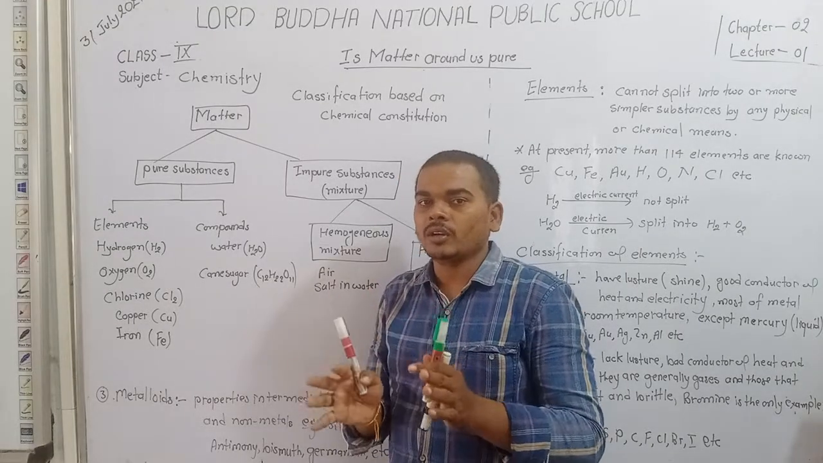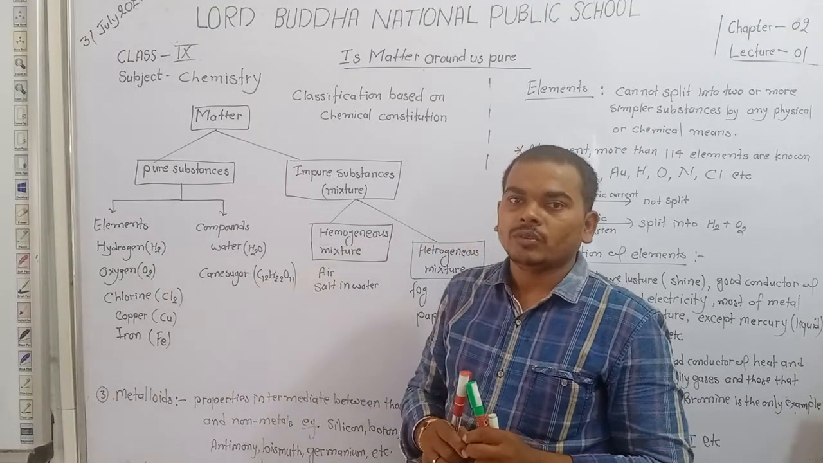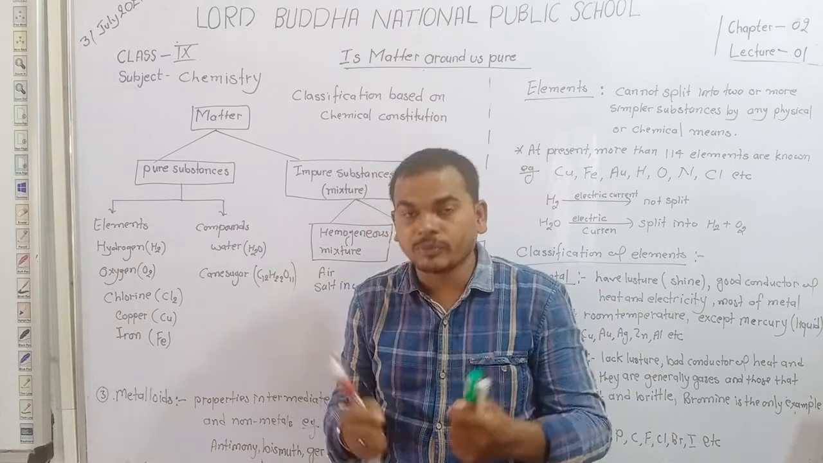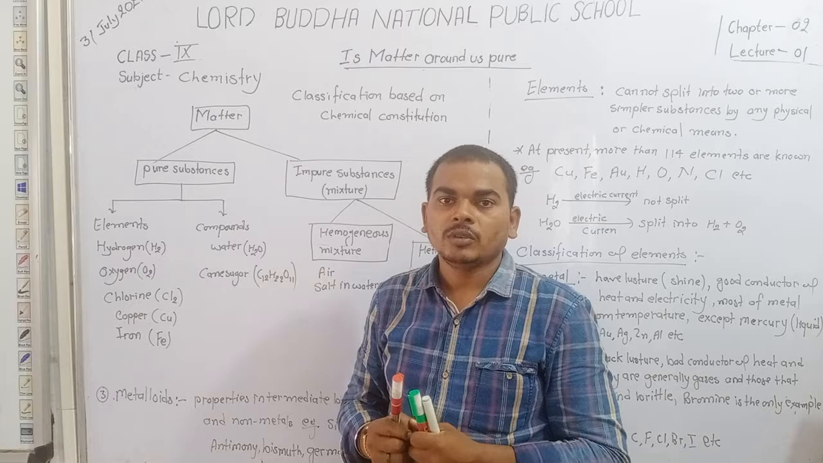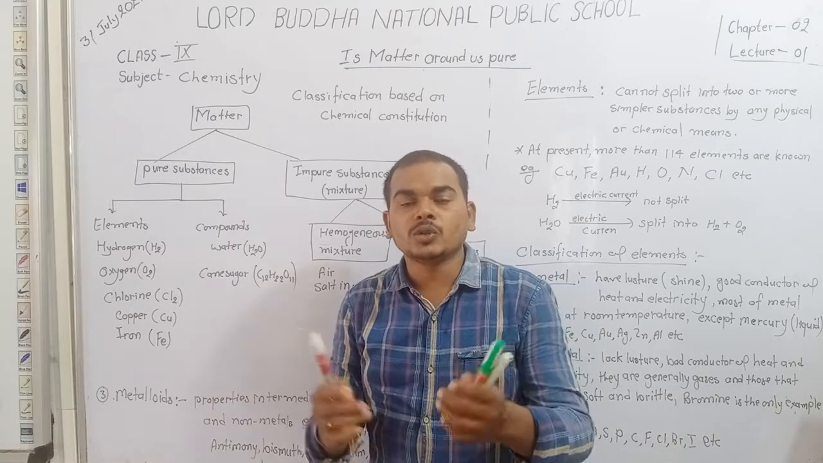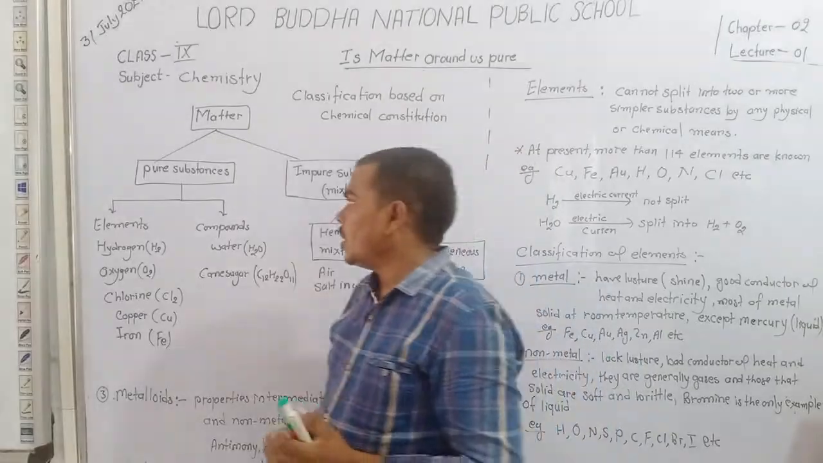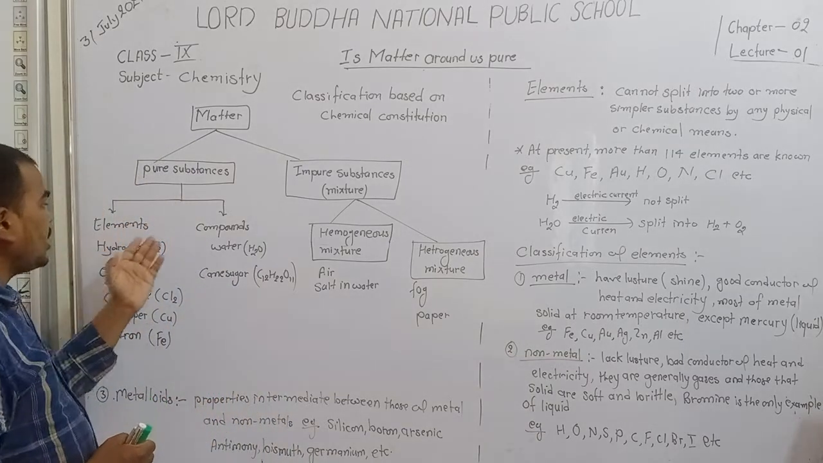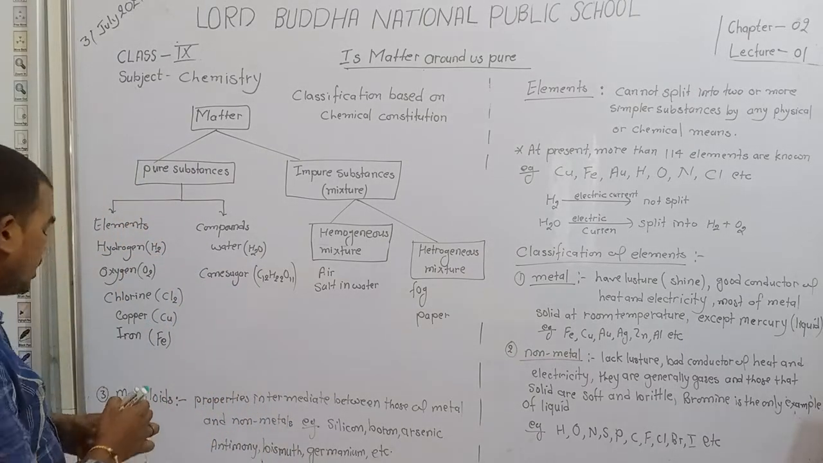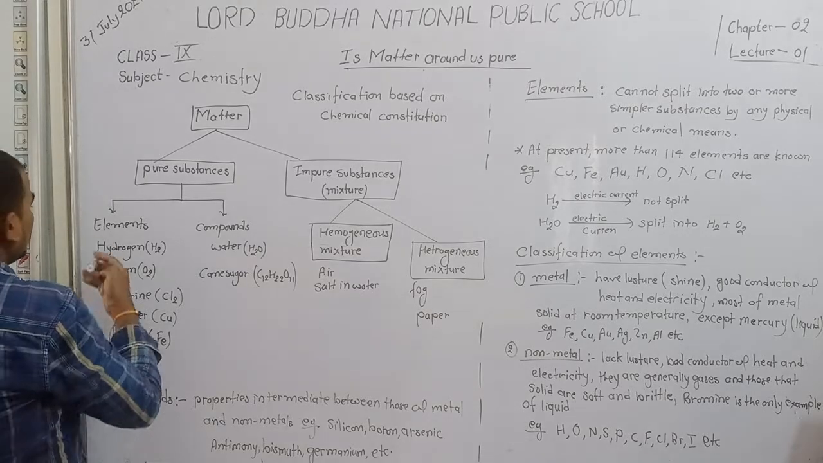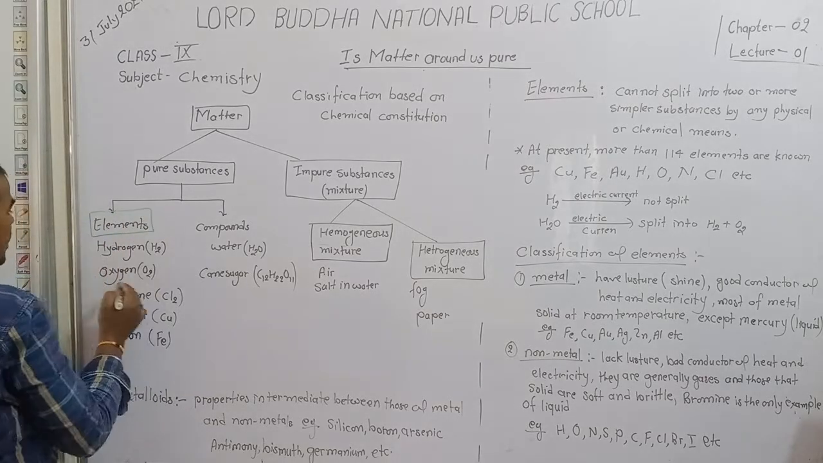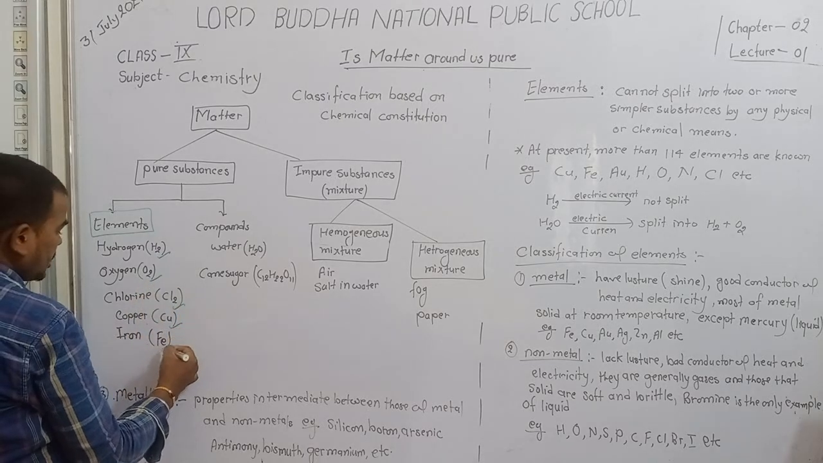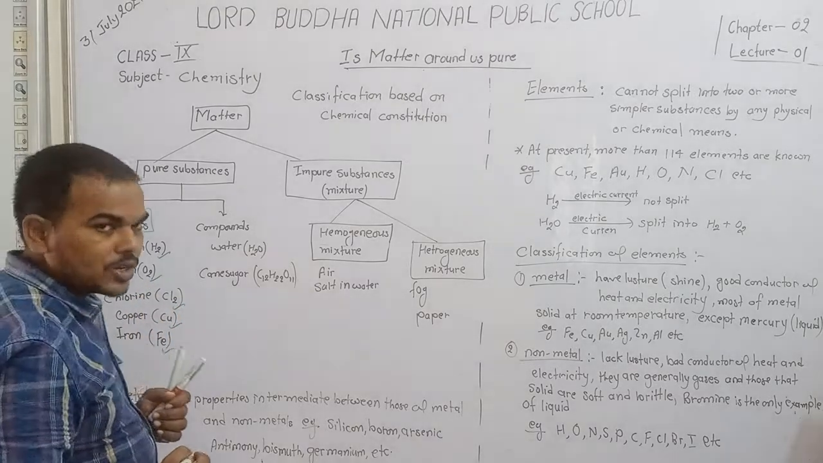Okay student, always remember that a pure substance is a substance which is made from a single constituent which has a fixed composition, mass ratio. The classification of pure substances has two categories. First is element and second is compound. Dear student, hydrogen is an element, and oxygen, chlorine, copper and iron are elements.